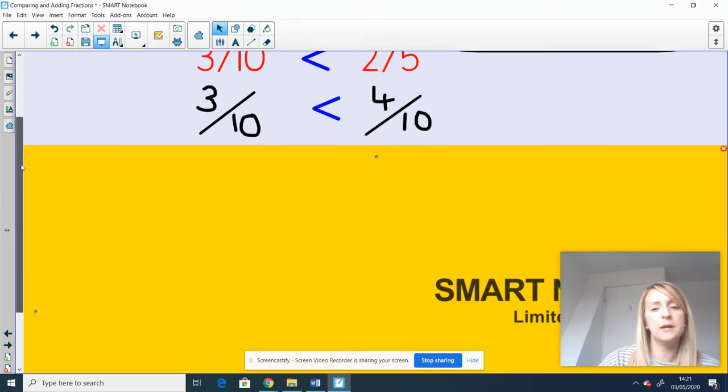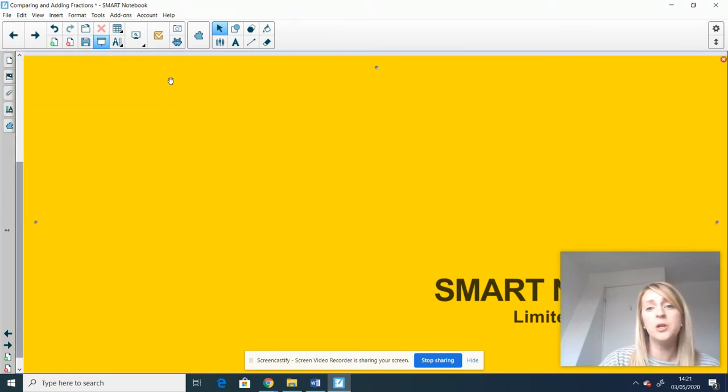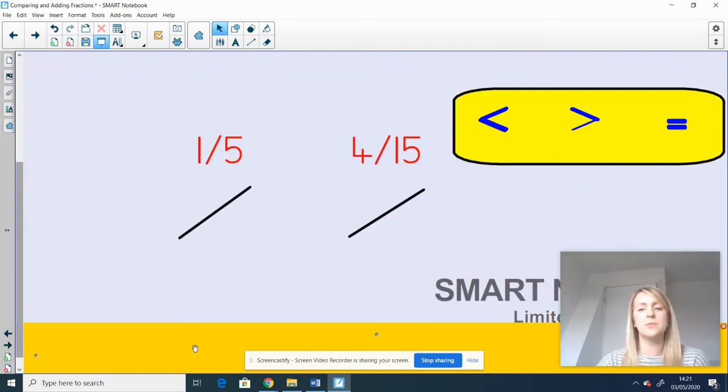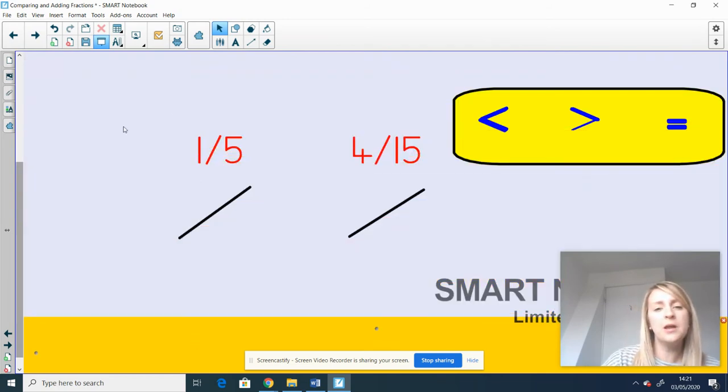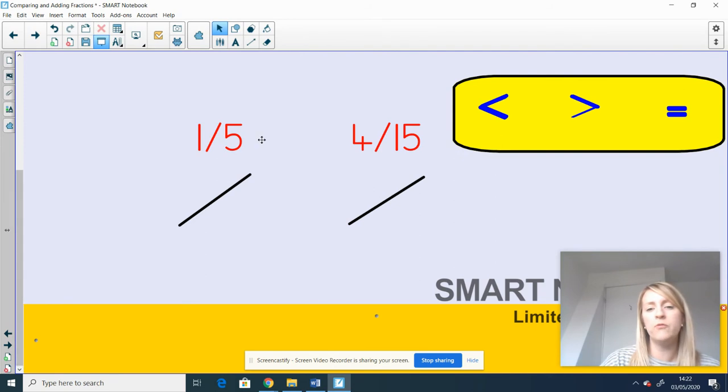If we scroll down, we can have a go at another one. And you'll be doing this in your learning this week. So now let's have a go at comparing 1/5 and 4/15. So as I said earlier, and as you already know, we can't compare these two fractions because the denominators are not the same at the moment. So we need to make them the same.